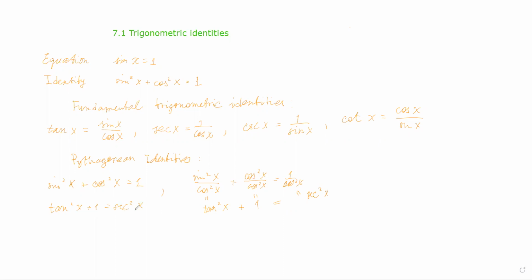One more identity you can get if you divide this Pythagorean identity not by cosine, but by sine, right? If we divide this part by sine, we're going to have sine over sine, which is going to give us 1, right?